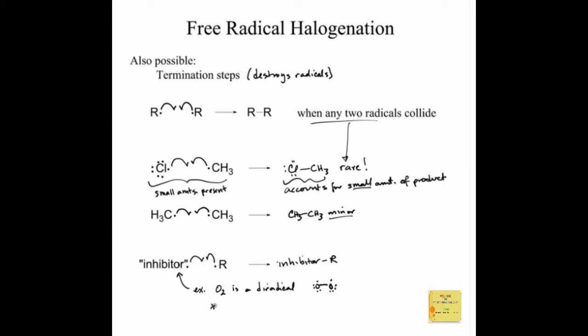So the key here is that radical reactions are run in oxygen-free atmospheres. The presence of oxygen would interfere with my radical reaction, and so we would want to do this reaction under an inert atmosphere such as nitrogen or argon or something like that.